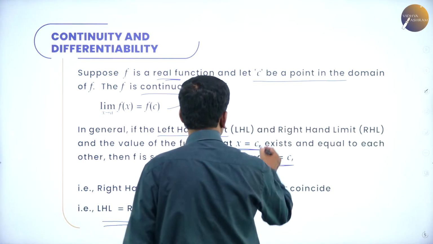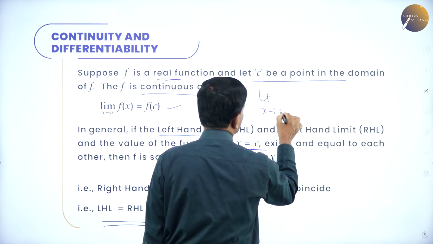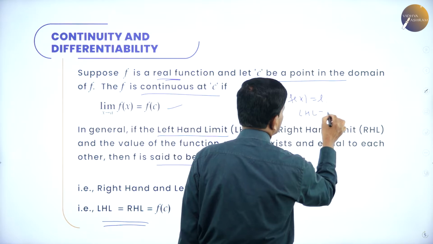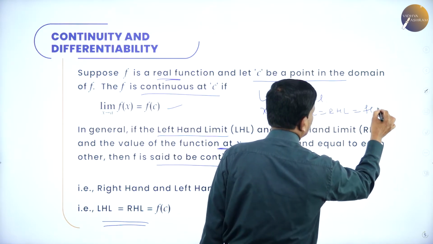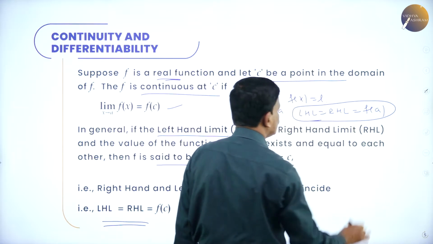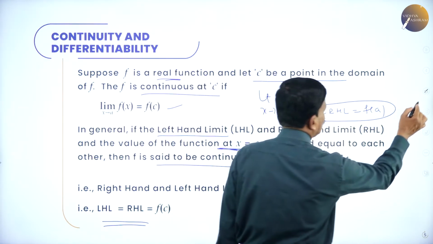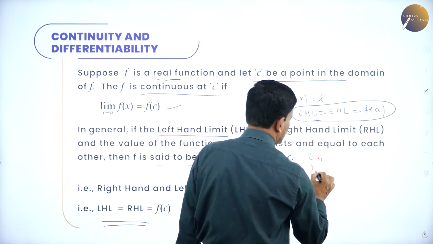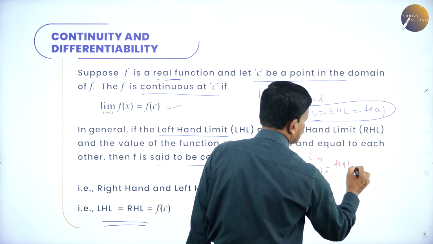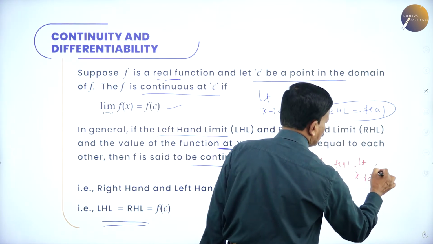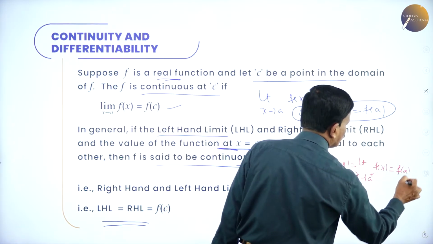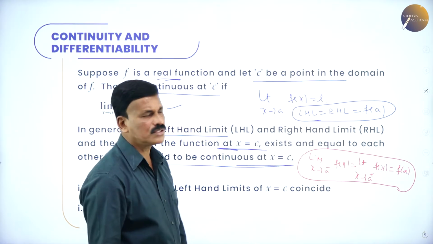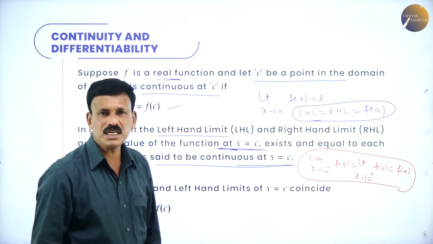So in general, a function f of x is said to be continuous if left hand limit is equal to right hand limit is equal to the functional value at x is equal to a. Now what is the meaning of left hand limit is equal to right hand limit is equal to f of a? Here the left hand limit is limit x tends to a minus f of x, which is equal to limit x tends to a plus f of x, which is equal to f of a. If these three conditions are satisfied, then f of x is said to be a continuous function.